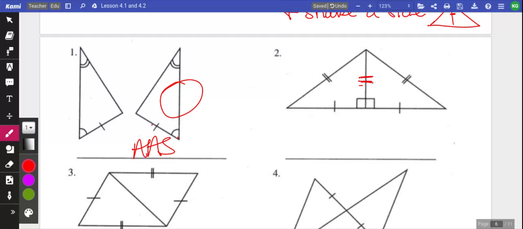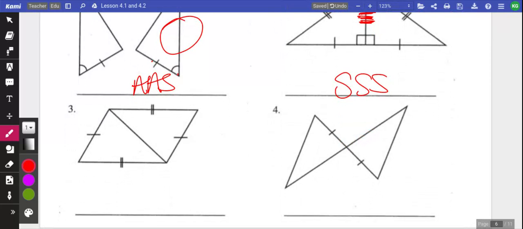On number 2, I can mark that they share this side, so that side is equal. So that one is side, side, side. Number 3, they also, again, share a side. Side, side, side. And number 4, the only thing I could mark is vertical angles here. And now I only have 2 pieces of information. So this one would be a cannot tell.